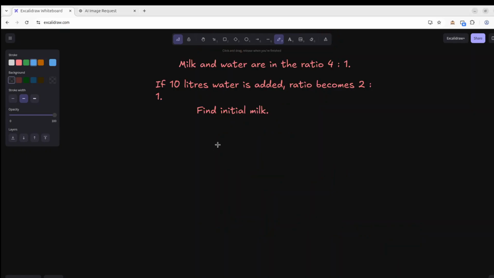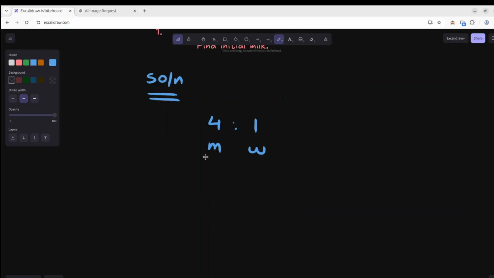Now let us look at another question. Milk and water are in the ratio 4 is to 1. If 10 liters of water is added, the ratio becomes 2 is to 1. Find initial milk. So, solution. Initial ratio was 4 is to 1. This is milk, this is water. And after that 10 liters of water added. So let initial quantity be 4x and x. So milk is 4x, and water with 10 liters added is x plus 10.